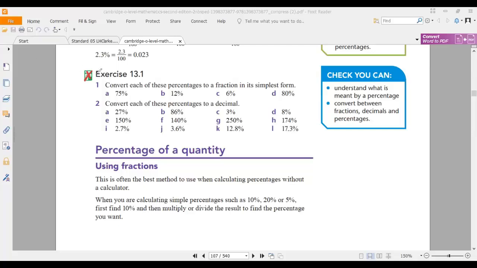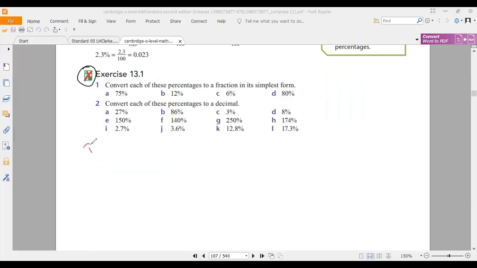Okay, exercise 13.1. This sign represents that we cannot use a calculator. So we have to solve all the problems without using a calculator. So 1A, convert each of these percentages to a fraction in its simplest form.